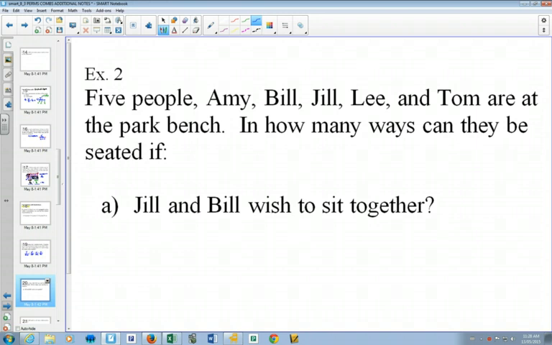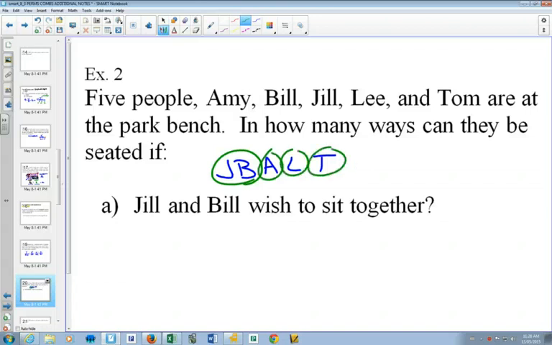Because 2 people want to sit together, we think of them as a little mini group. So what we have, Jill and Bill, Amy, Lee, and Tom, these 2 are grouped together. The rest of these are individuals. I'm just going to put a circle around them because one of the tendencies is to think because Jill and Bill are sitting together, the other 3 have to sit together. But that's not true. Can you see that Jill and Bill can sit on the end, or they could sit in the middle together, and the other ones don't have to sit together?